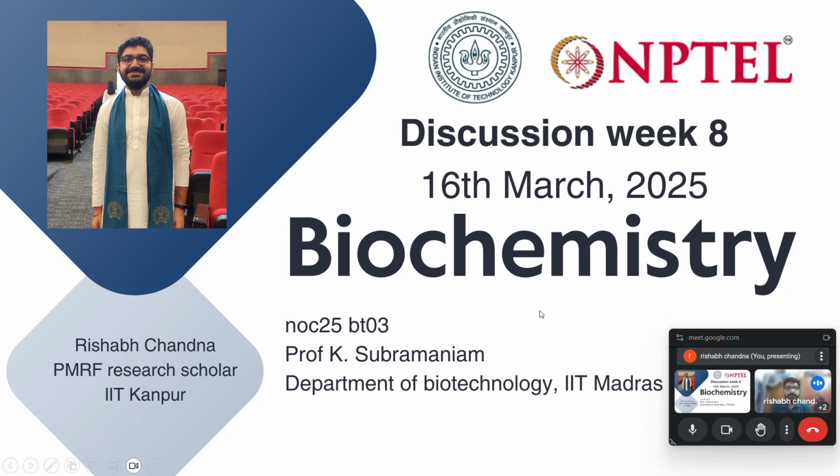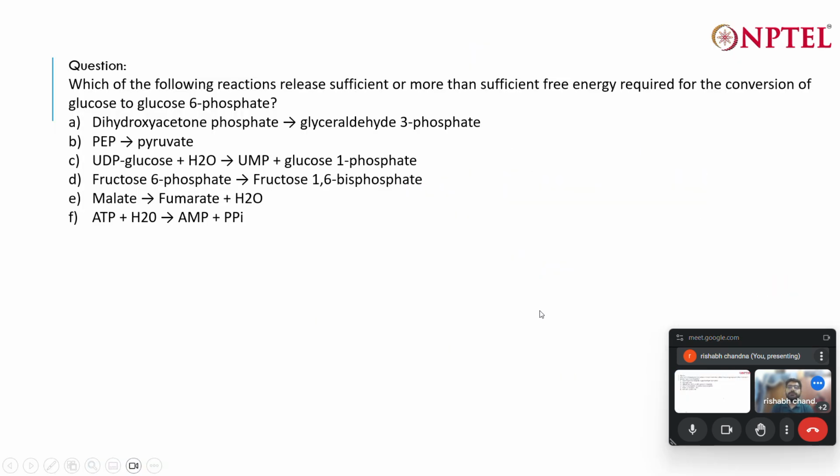Okay, so let's start. This is the first question for today. Which of the following reactions release sufficient or more than sufficient free energy required for the conversion of glucose to glucose 6 phosphate? So, what can be the correct answer?